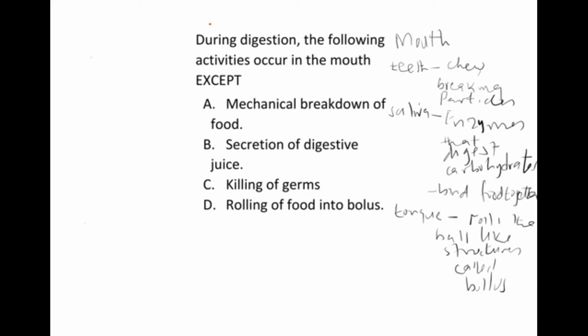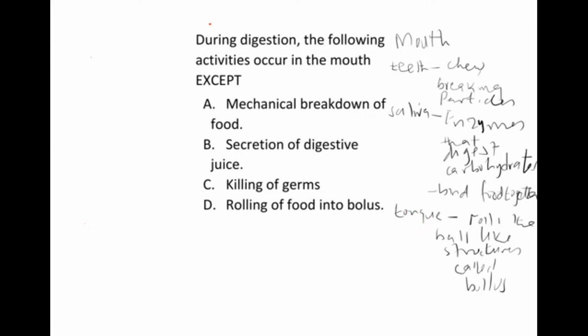Also, the saliva binds those food particles together so that now they can be swallowed. Also inside the mouth we have the tongue. The tongue helps to roll the food into ball-like structures called boluses, and after it rolls them into boluses, it throws the boluses at the back of the tongue, then they are swallowed.